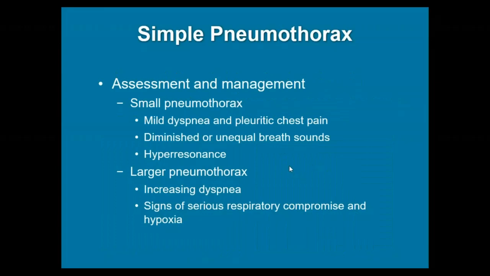Mild dyspnea, pleuritic chest pain. That could be anything, right? It could be a fractured rib, could be a pneumo. And if you start finding diminished or unequal breath sounds and that hyperresonance, you're getting a larger pneumo. Just in our world, it's pretty significant pneumo before we find it. That doesn't mean they're automatically going to get a chest tube at the hospital.